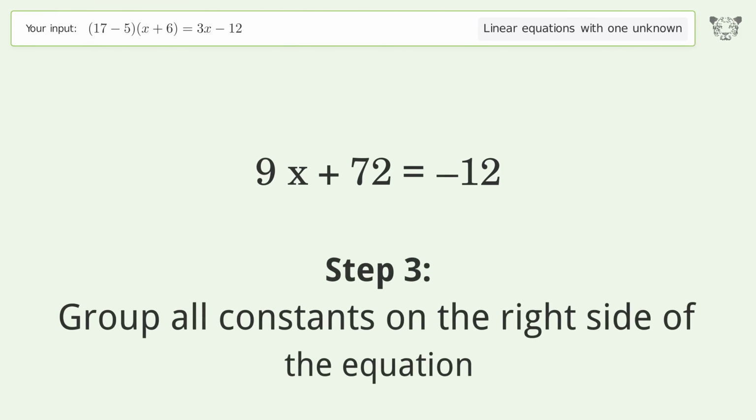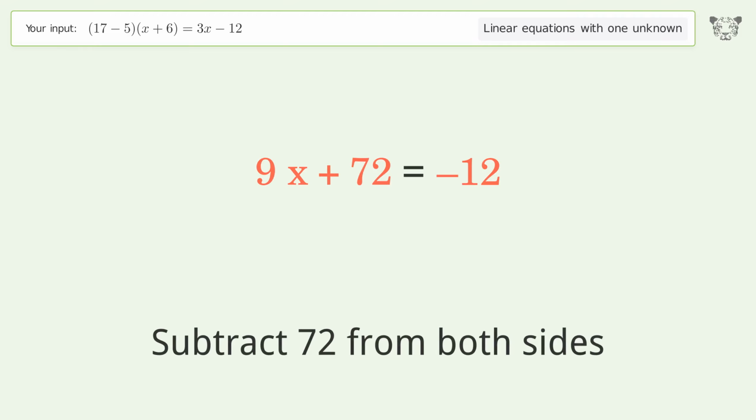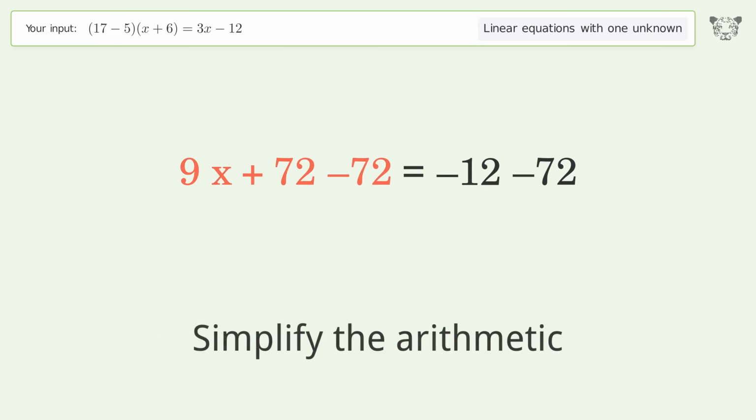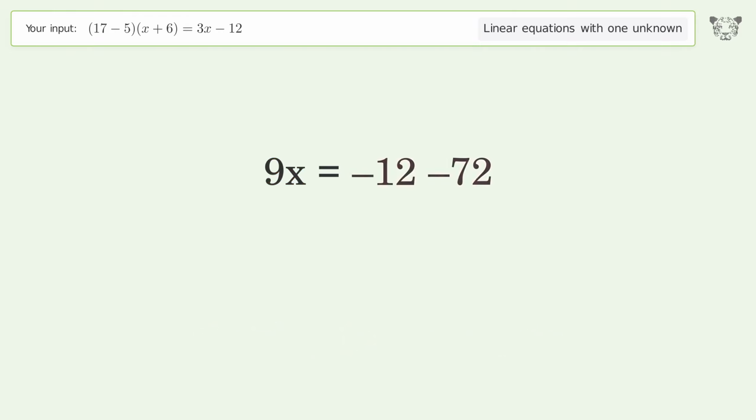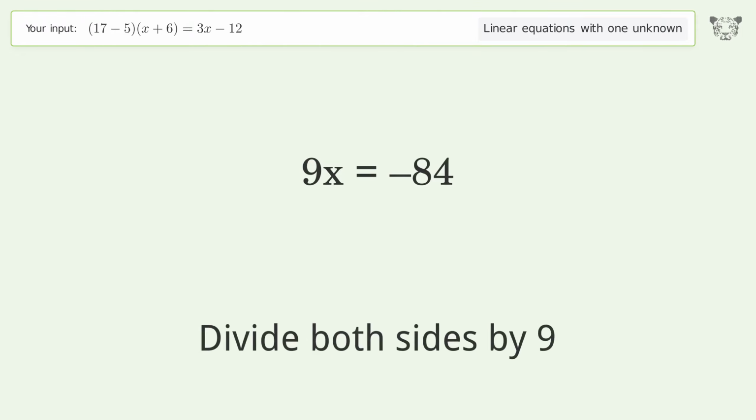Group all constants on the right side of the equation. Subtract 72 from both sides. Simplify the arithmetic. Isolate the x. Divide both sides by 9.